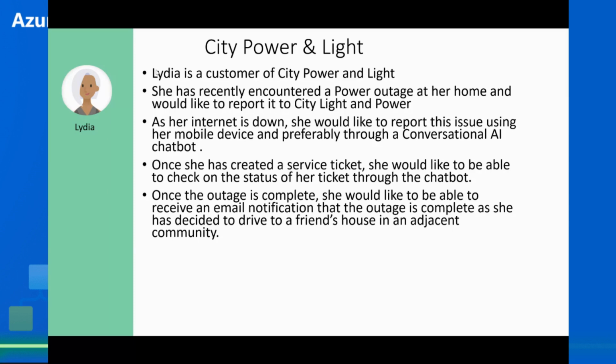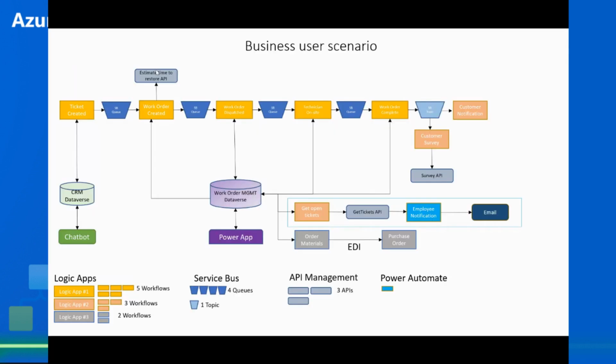conversational AI chatbot, or what we're now calling copilots. And so once she creates the service ticket, she'd like to be able to check on the status of her ticket through the chatbot as well. And naturally, once the outage is complete, she would like to be able to receive communication about that. So this is what the underlying technical solution looks like. You can see we've got various systems in play here. We've got a CRM that's hosting the chatbot.